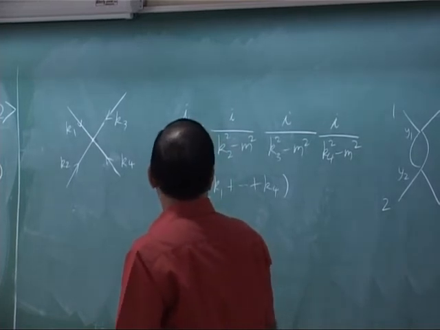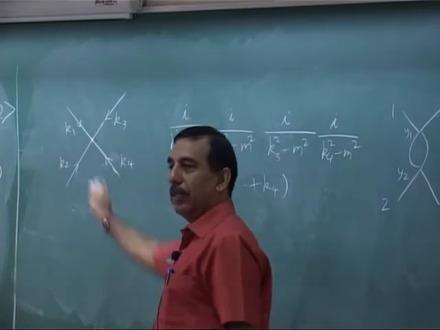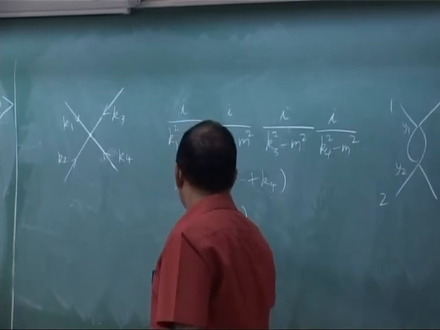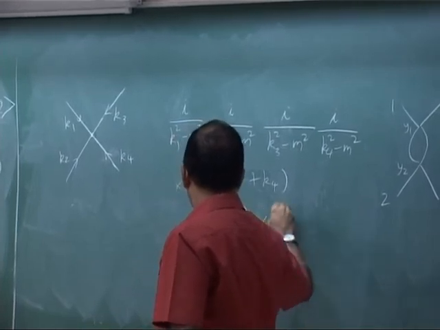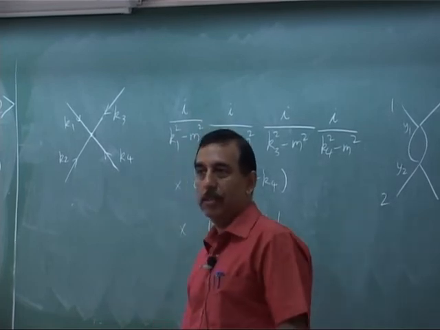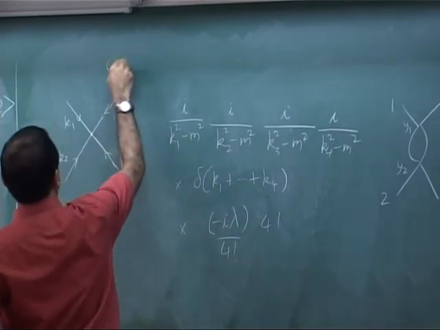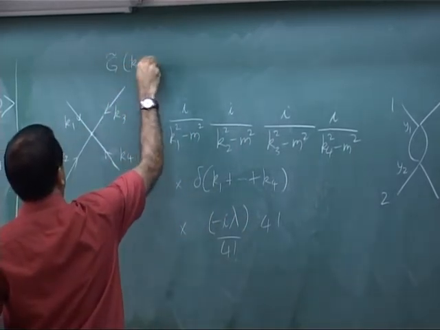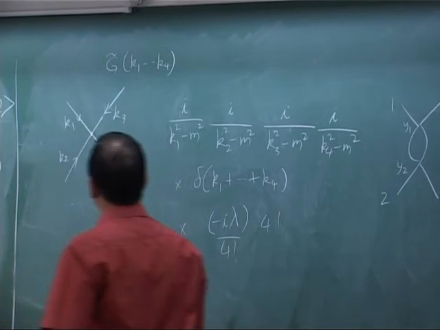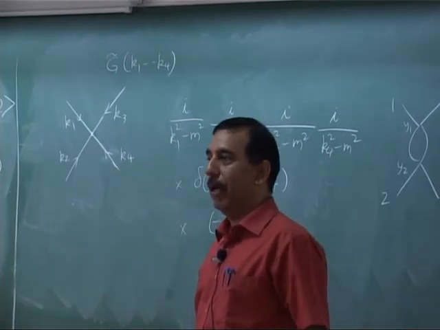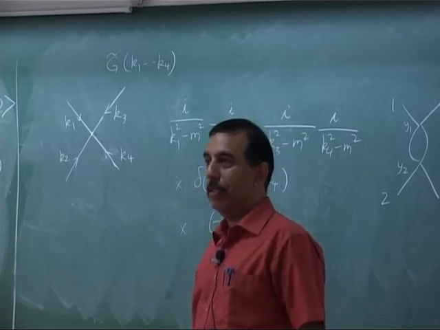And finally, the combinatorial factors are unaffected by all this. So it's minus i lambda, because there was 4 factorial and there are 4 factorial contractions. So this is the value of g. This is the contribution to g tilde of k1 to k4, the contribution of first order in lambda. Is that clear?